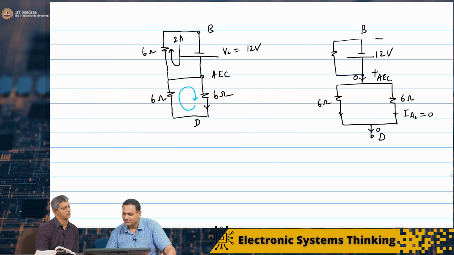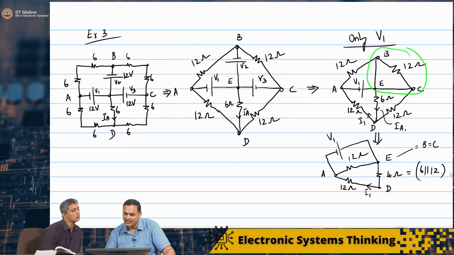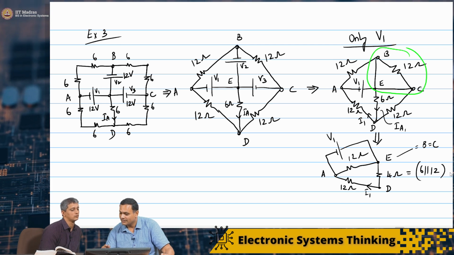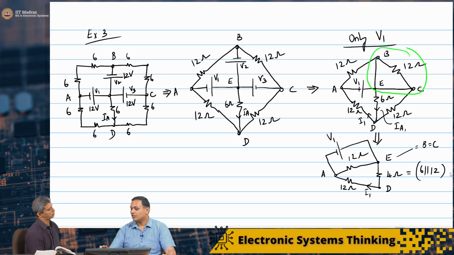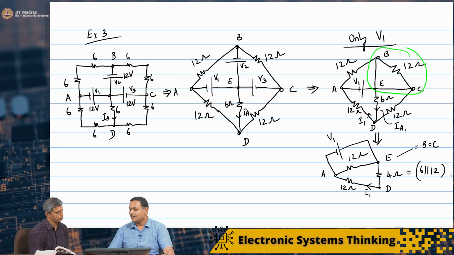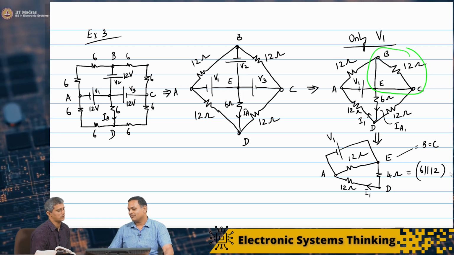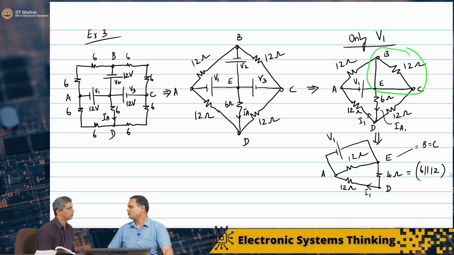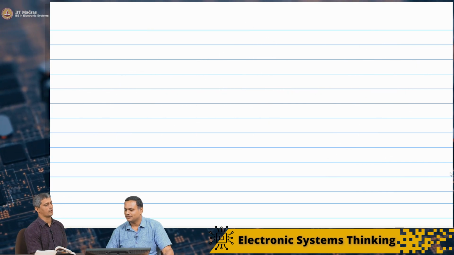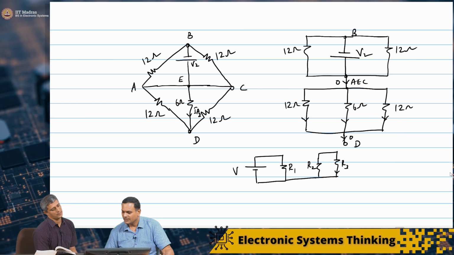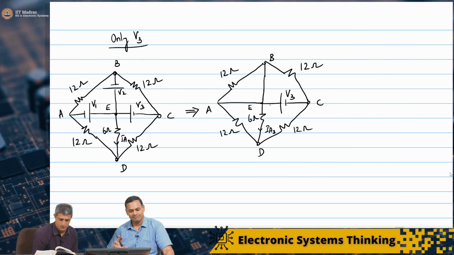Now, at least are V1 and V3 symmetric? Let's go back. If you look at the case with only V1, it looks like a mirror image. So instead of forming a composite BEC, you have formed a composite BEA, or BAE. So this case at least should give me the same value. Let's confirm it. We should expect 0.5 amps.